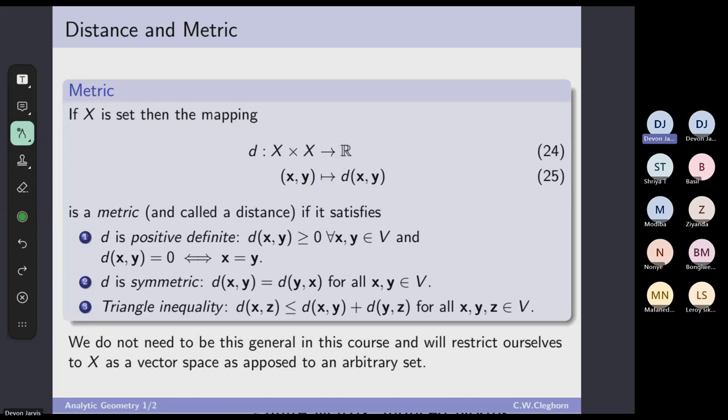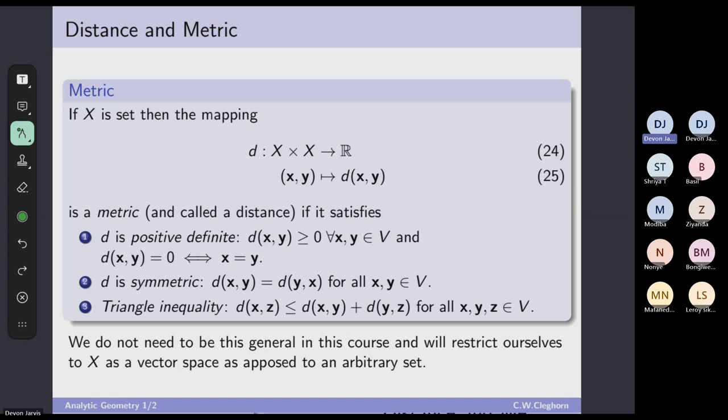But if D takes in x and y, elements of V, and if this distance is equal to zero, it implies that x is equal to y. That is the first constraint. D is symmetric, so whether we take in x and y or y and x, you're going to get the same answer. And then the triangle inequality holds, which we discussed earlier. Then we have what is known as a metric or a distance.